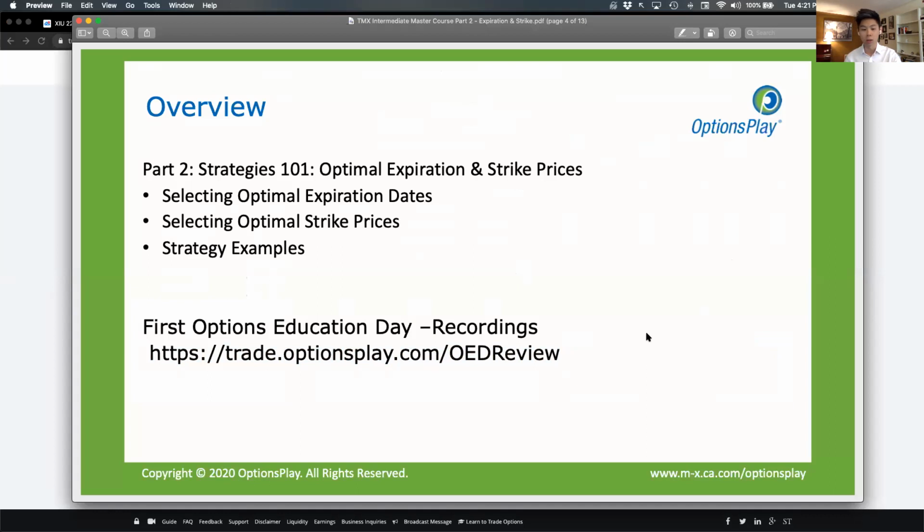So today we're going to talk a little bit about how, off of a chain like that, you select optimal expiration dates and optimal strike prices, and what the overarching theory is. Then we're going to go through some examples of different types of strategies and how they might differ slightly from what we show here, so that you know how to apply them. Let's go ahead and get started.